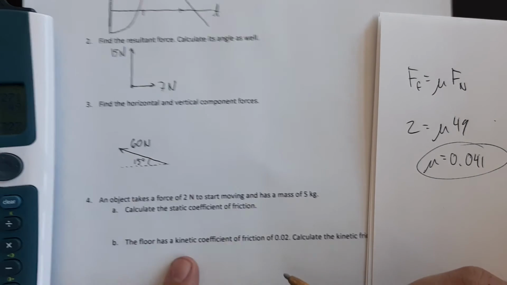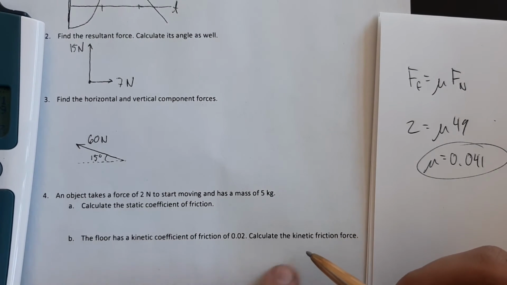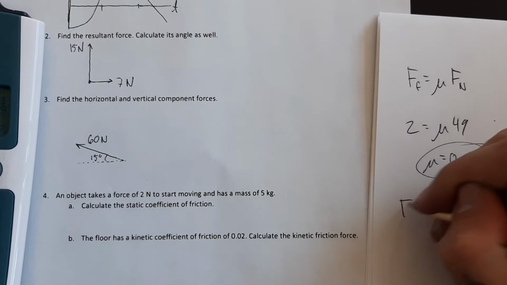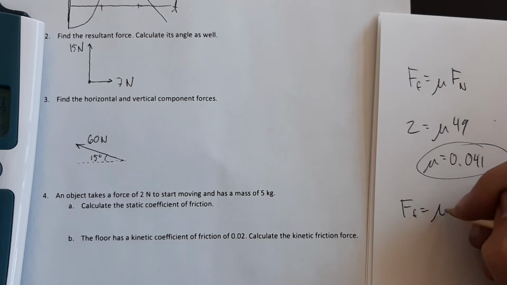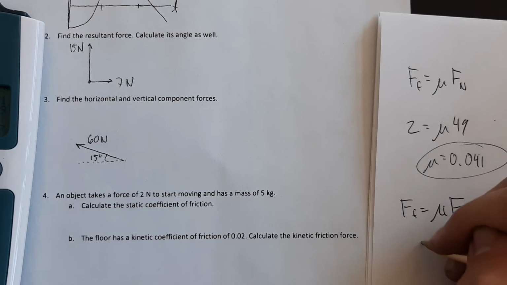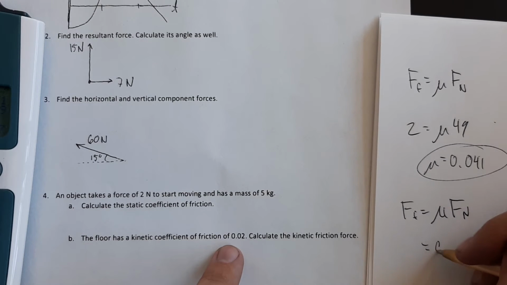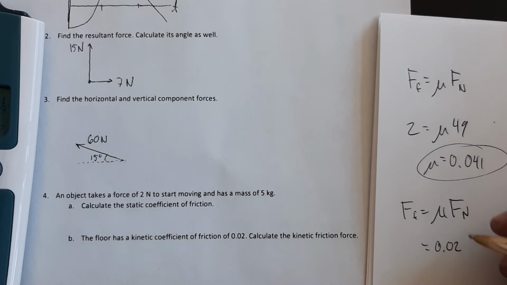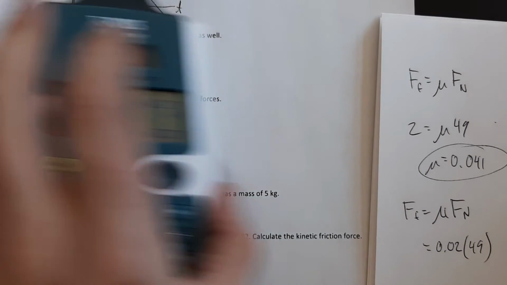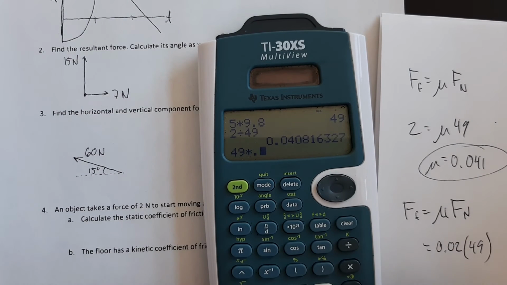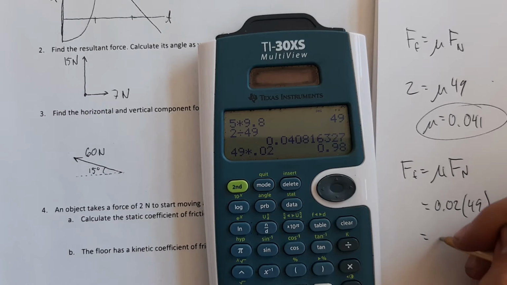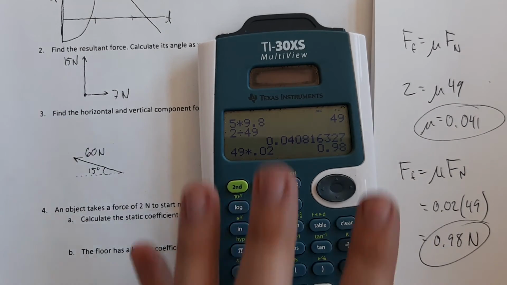The floor has a kinetic coefficient of 0.02. Calculate the kinetic friction force, all right? So looking at the same formula, but solving for a different thing. In this one, it's telling us our coefficient of friction. We've got 0.02. Notice that it's smaller than your static coefficient of friction. And we're going to be multiplying by our normal force of 49. So 49 times 0.02, and we end up with a friction force of 0.98 newtons. Cool, and we're done with that one.